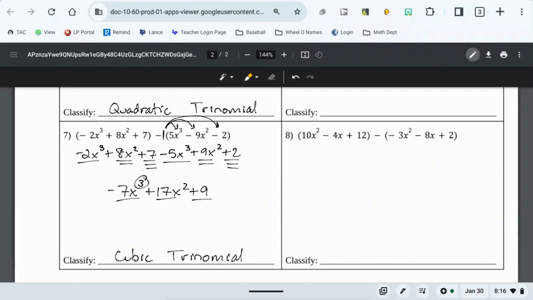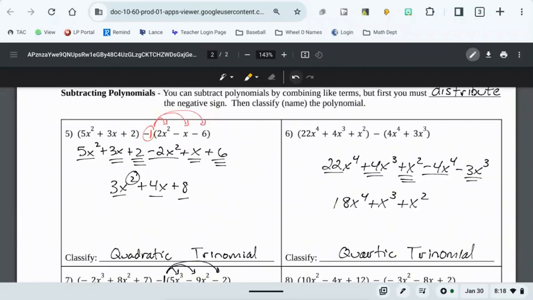Check back in a few minutes. All right, welcome back. Let's take a look at number 6. So after we distribute the negative and we combine like terms, we should end up with 18x to the fourth plus x to the third plus x squared. Our highest degree is a degree of 4, which makes it a quartic, and 1, 2, 3 makes it a trinomial.